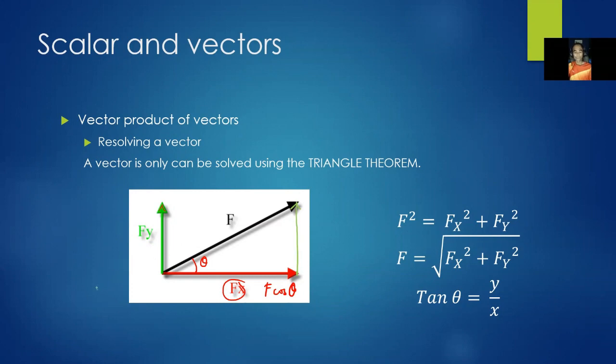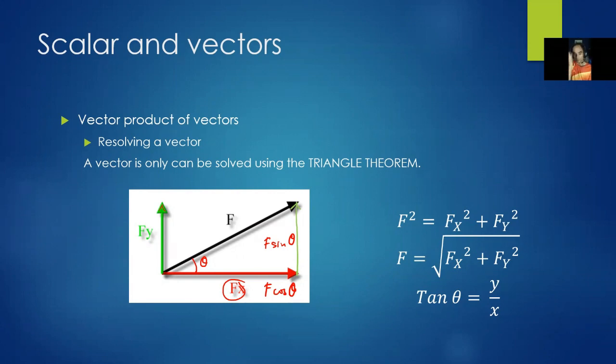So how to get the Fy is F sine theta. This one you have to remind yourself of. Horizontal F cos theta, vertical F sine theta.